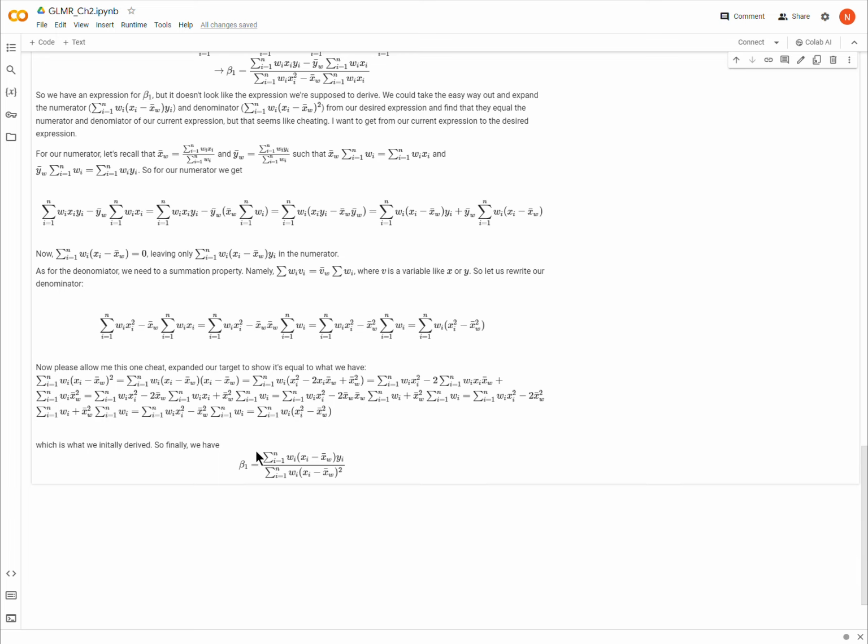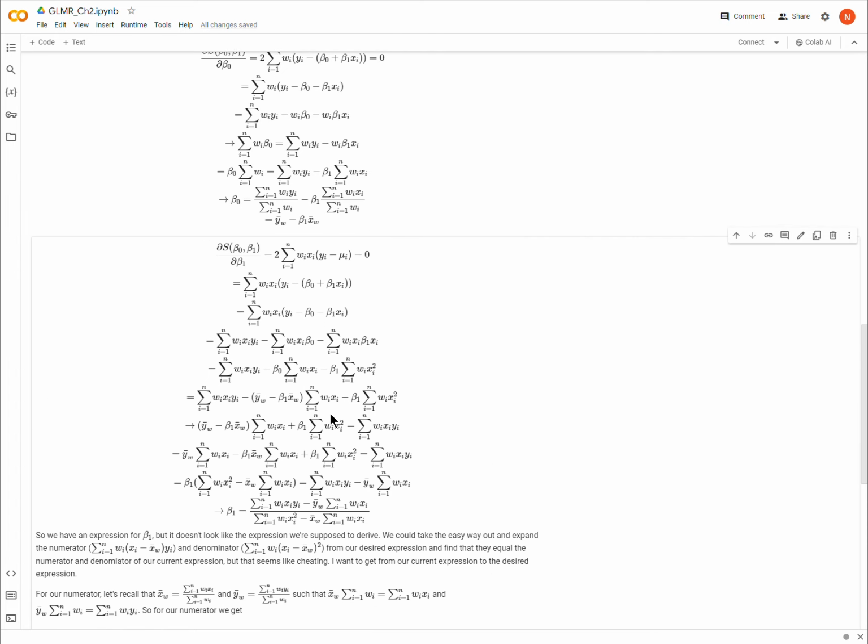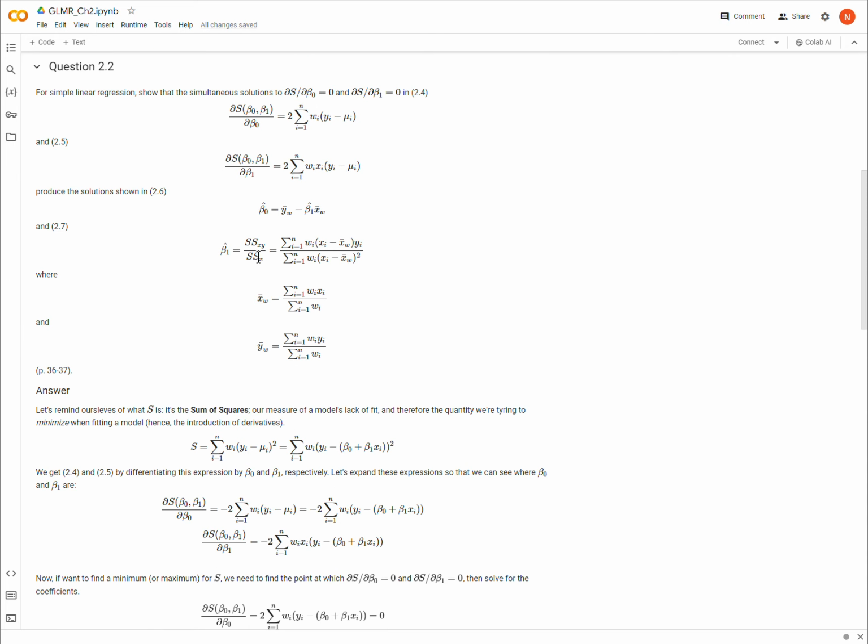So now we can write all of this again, and we get that beta 1 hat, or our estimate, is equal to this. So we've derived the numerator and the denominator, and that's what our target expression was in the very first place here.